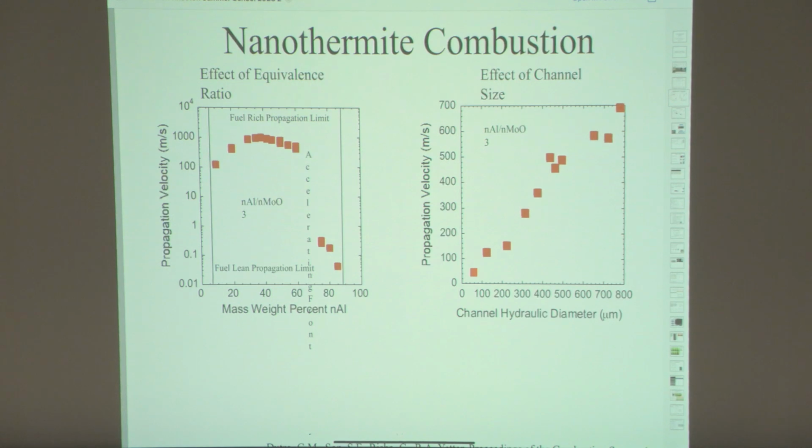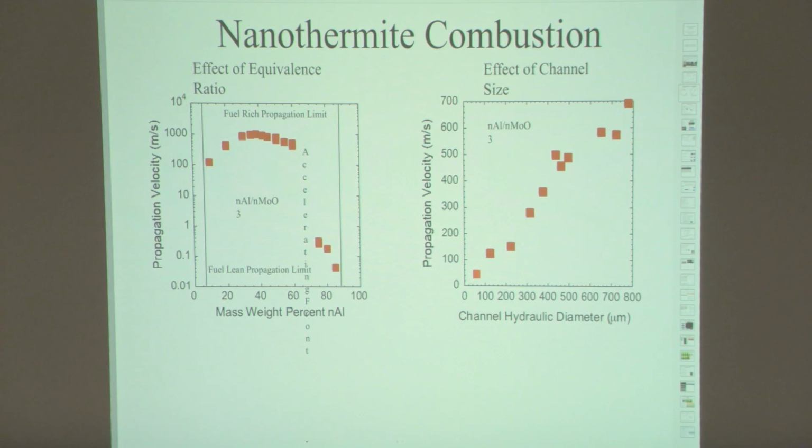So on the left-hand side here is basically a plot of the mass weight percent of aluminum. And this is for a case reacting with moly trioxide, and so I'm essentially varying the equivalence ratio on the horizontal scale, and I'm plotting the propagation velocity. Note that near the stoichiometric condition, the propagation velocity is 1,000 meters per second. Remember that thermite reaction I showed you early on, the first class I was in, basically that at the micron scale, that was maybe propagating a couple centimeters per second. And by going to the nanoscale, I've increased the propagation rate orders of magnitude.